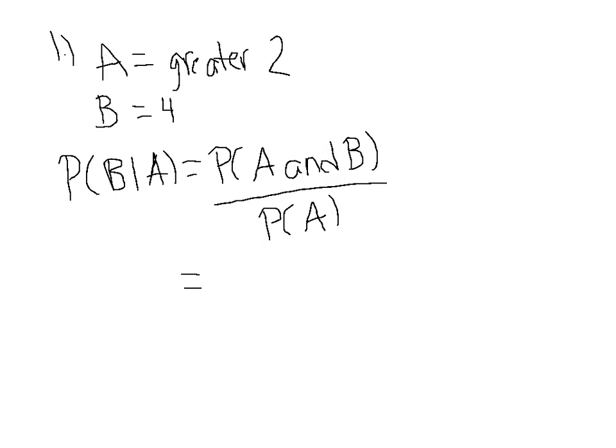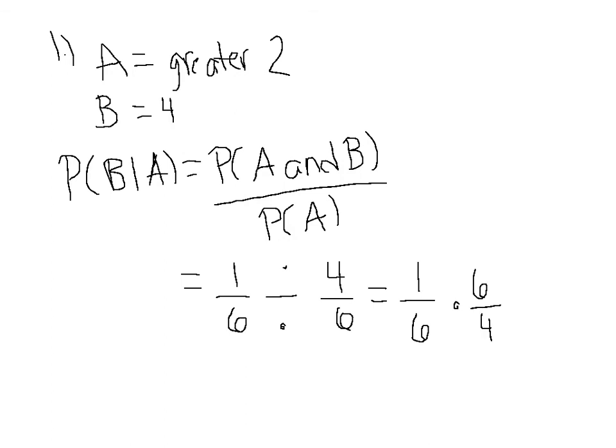So if you think about the probability that it's a 4 and greater than 2, it would be 1 out of 6, divided by the probability of numbers greater than 2. Well, there's 4, so that would be 4 out of 6. Remember, when we divide with fractions, we take the reciprocal of the second and change the division to a multiply. So it becomes 1/6 times 6 over 4, which gives us 1/4.